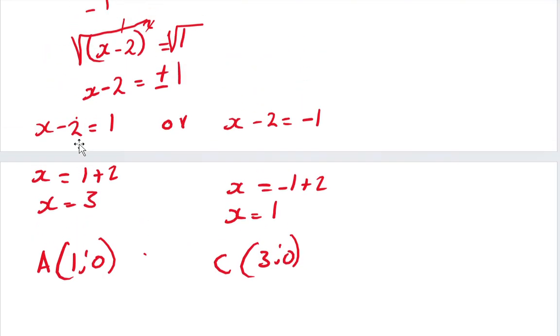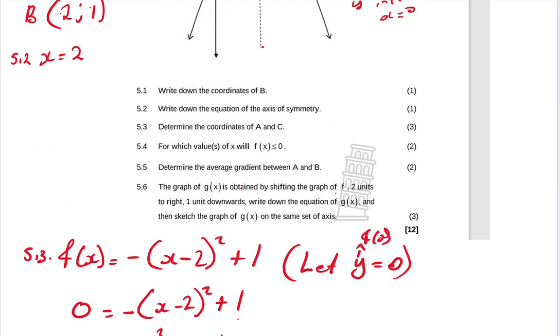And then let's check question 5.4. For which values of x will f of x be less than 0? You see, less than 0. It means that where f of x will be negative, any number that is less than 0 is negative. So we are going to focus on our graph. Let me give you an example, maybe you're going to understand it.